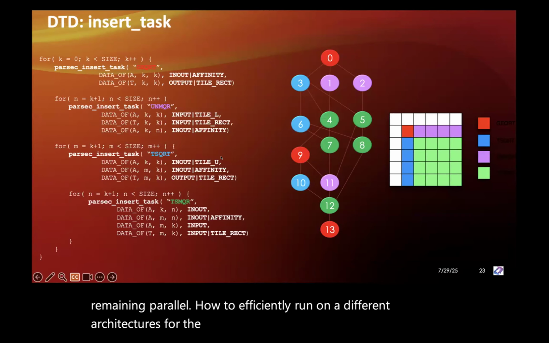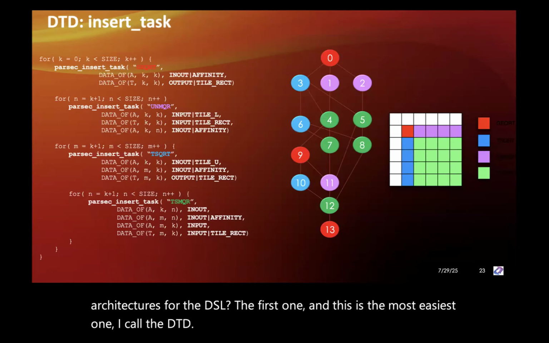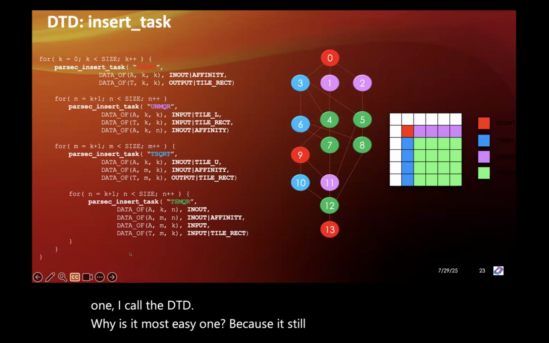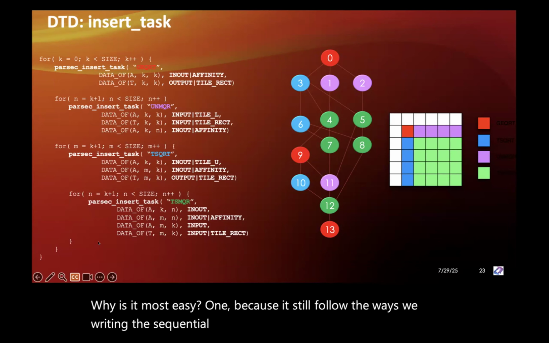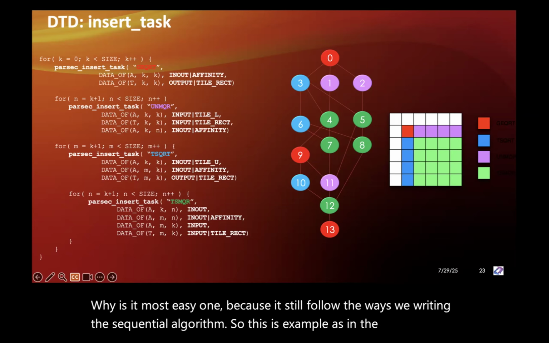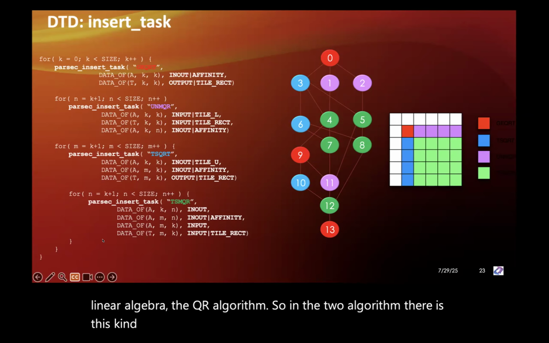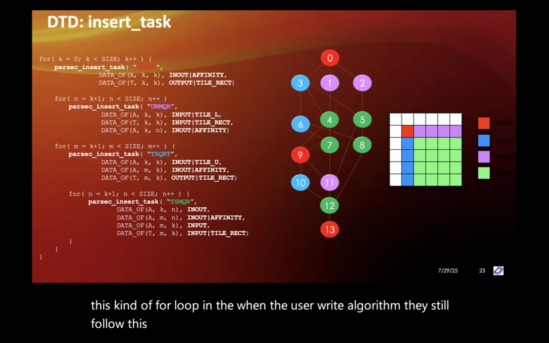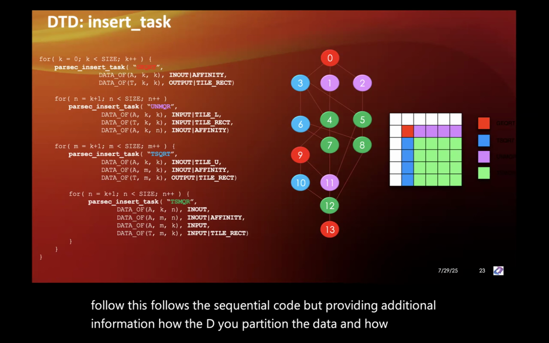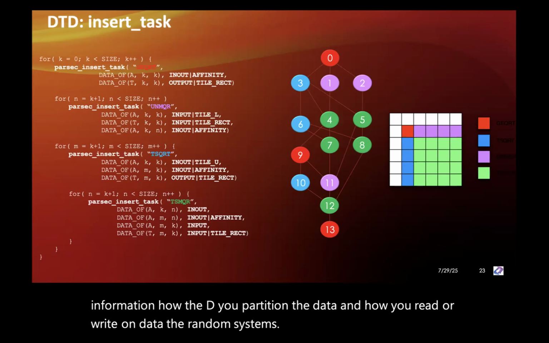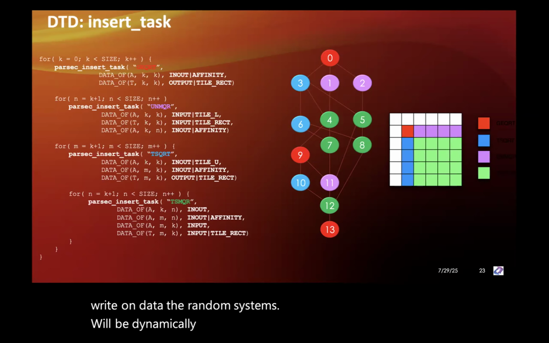For the DSLs, the first one, and the easiest one, I call DTD. Why is it the easiest one? Because it still follows the sequential algorithm. This is an example from linear algebra, the QR algorithm, where there are these kinds of for loops. When the user writes the algorithm, they still follow these for loops, the sequential code, but provide additional information on how you partition the data and how you read or write the data. Then the runtime system dynamically creates the DAG and runs it on different architectures.